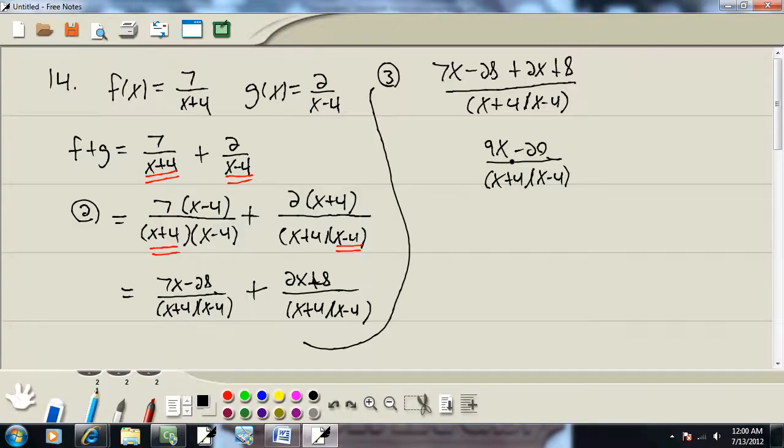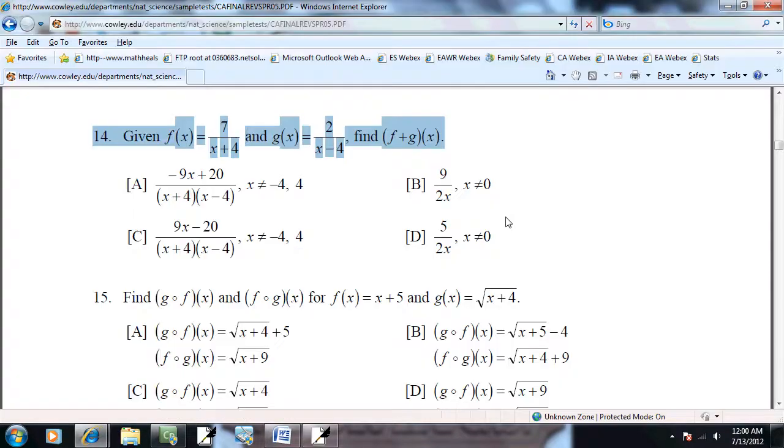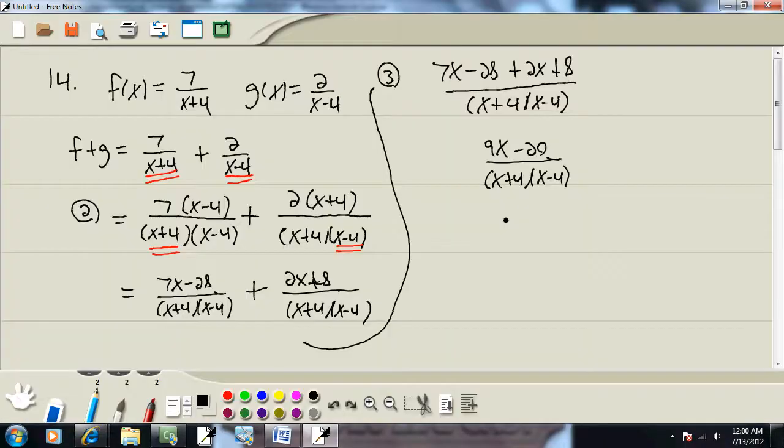Now step 4, factor the top. Can't do anything factoring. So since we can't factor, we can't cancel. So this is actually our answer. So we got 9x minus 20 over x plus 4, x minus 4. It looks like C. Now they also put the domain on there.